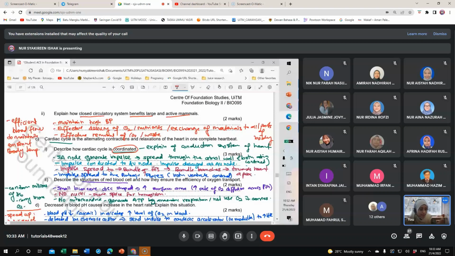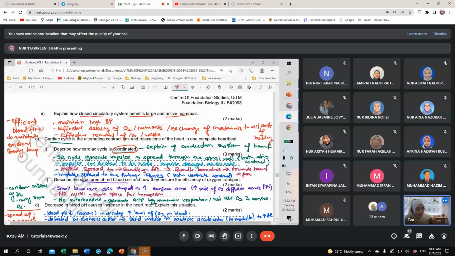So first, it is small biconcave. Kenapa small biconcave? Thinner at the center, thicker at the edge. So this is to increase surface area. Kenapa? What is the benefit of increasing surface area? So that you have more surface area for oxygen to diffuse in. So this increases the rate of oxygen diffusion into the red blood cells.